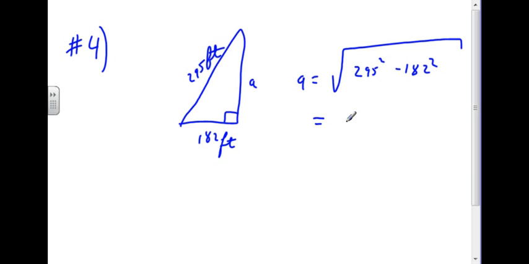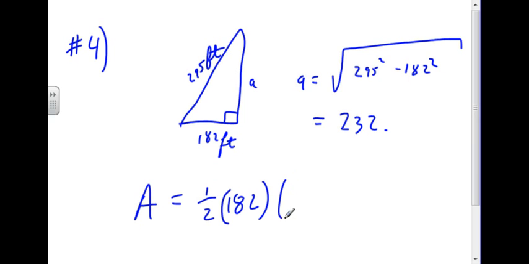And I end up with 232 plus some decimal stuff. So area is going to be 1/2 times 182 times 232. Rounded off to 3 significant digits, and oh, way to go. And the units are feet squared.